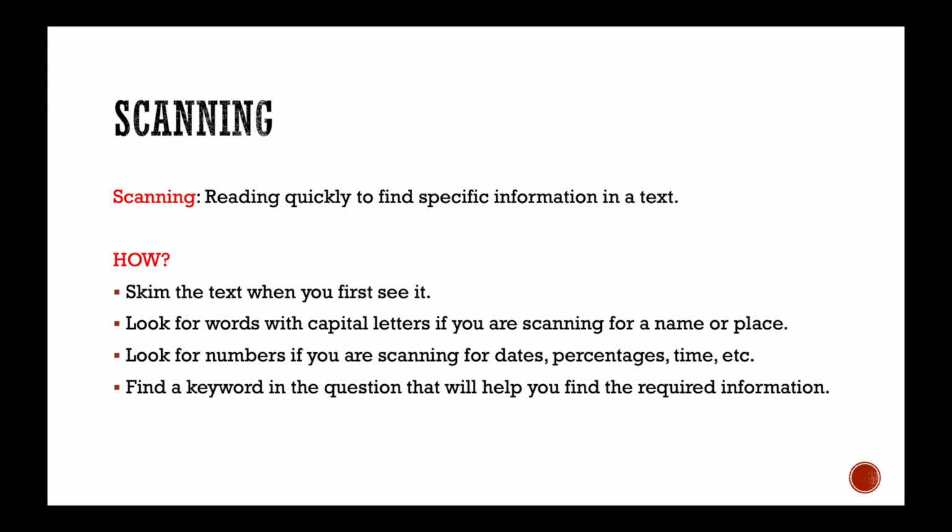Firstly, if you skim the text when you see it for the first time, you will know where to look when you need some information from the text. Secondly, if you are scanning for a name or place, you can look for words with capital letters. Similarly, if you are looking for dates, percentages, time, and so on, you can look for numbers. Finally, it's a good idea to find a keyword in the question, and this keyword will help you find the required information in the text.